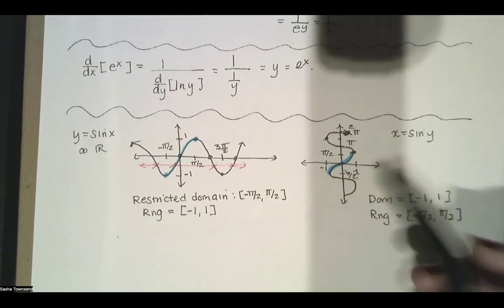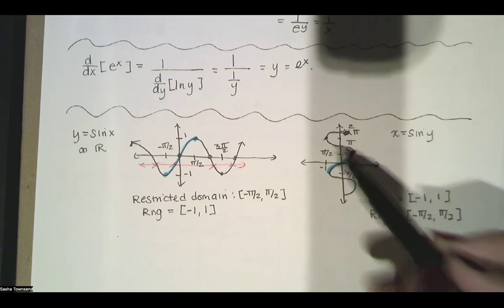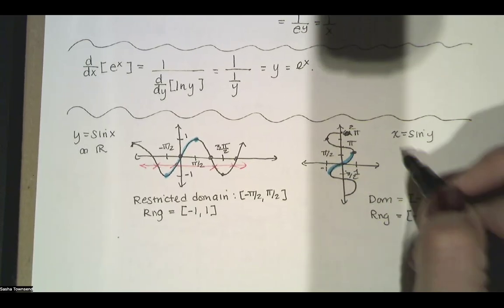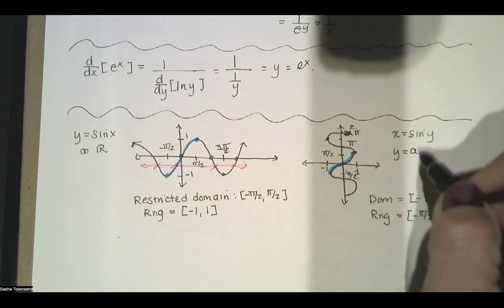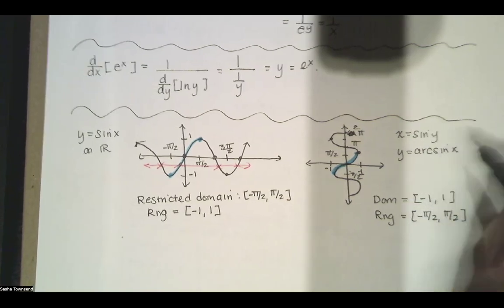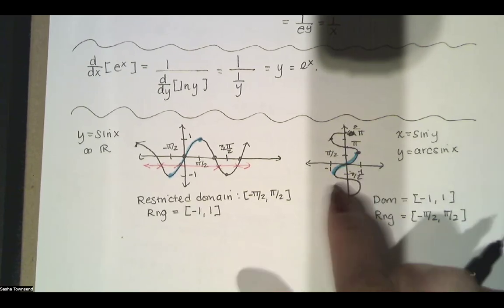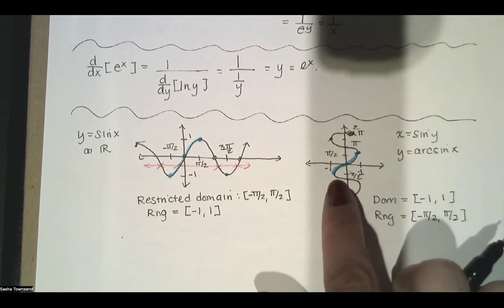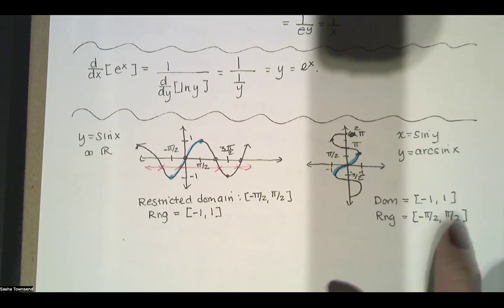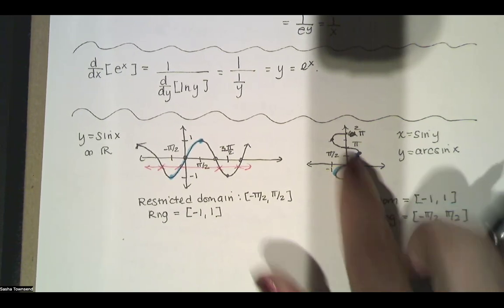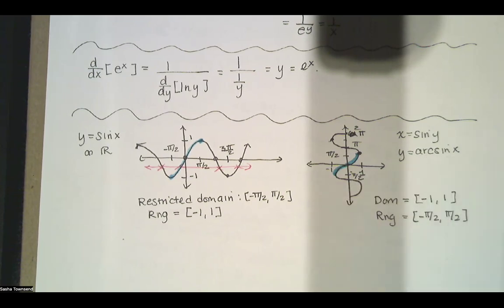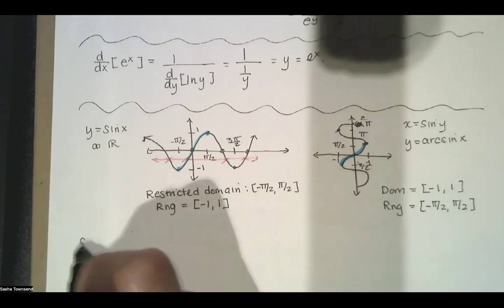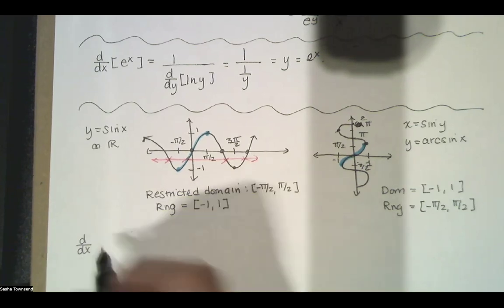We say, okay, with that in mind, x equals sine of y is this black curve, but y equals arc sine of x is that blue curve. And the arc sine of x has as its domain the interval from -1 to 1, including the endpoints. And it has as its range the interval from -pi over 2 to pi over 2. So those are the y values that we get from this. Okay, so you might say, how do I find the derivative of arc sine of x?